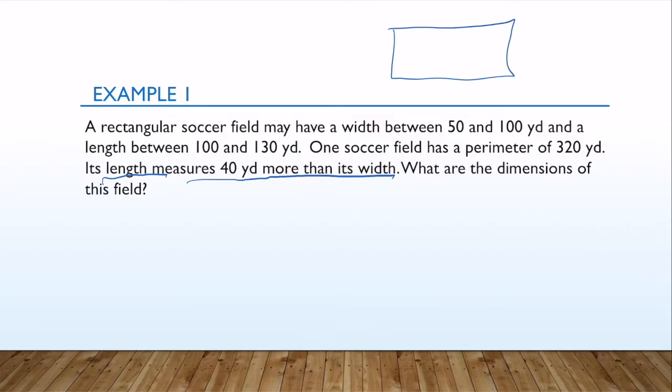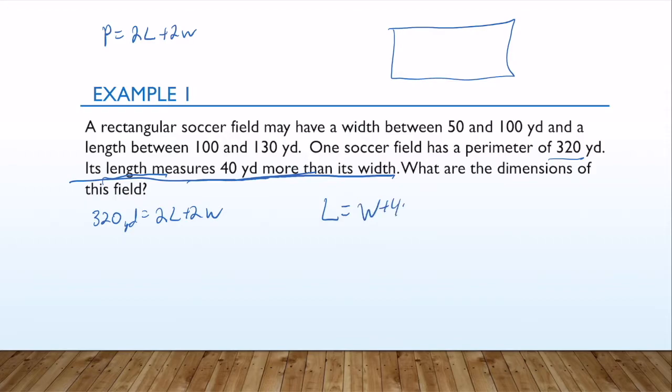Well, I need to get two equations. First off, because I have a rectangle, perimeter equals 2 times the length plus 2 times the width. So I know that 320 yards, don't forget your units, is 2 times the length plus 2 times the width. I'm also given a second equation, that my length measures 40 yards more than my width. So if I took my width and added 40, I'd be equivalent to my length.